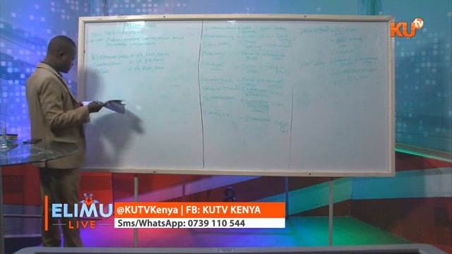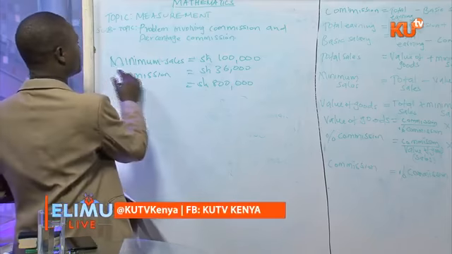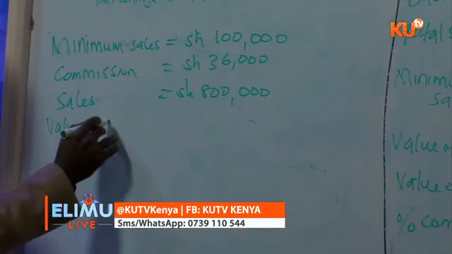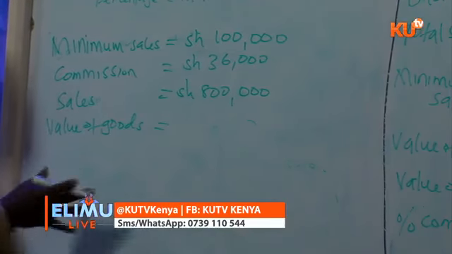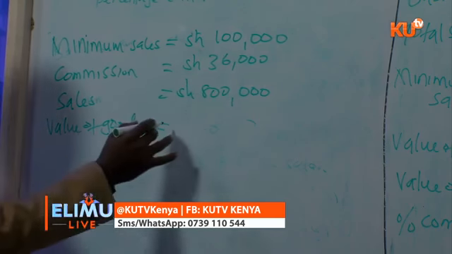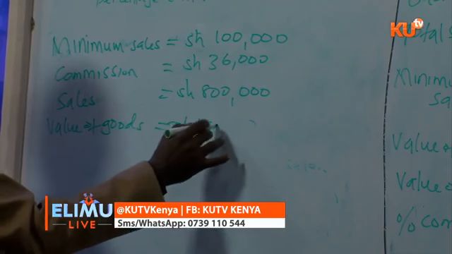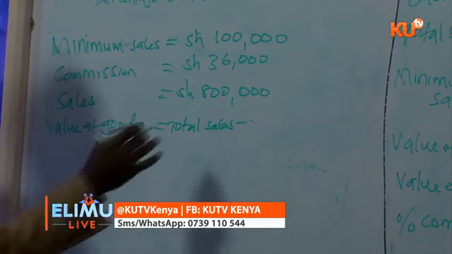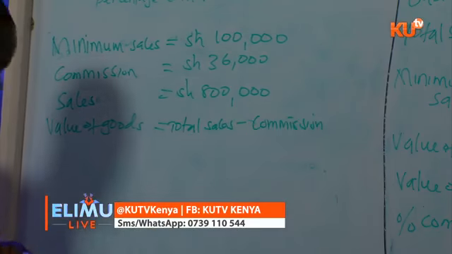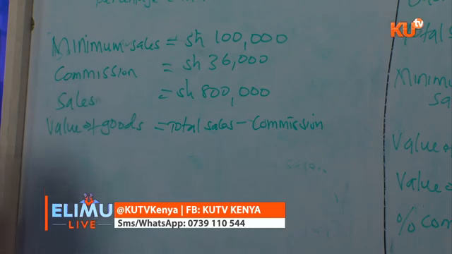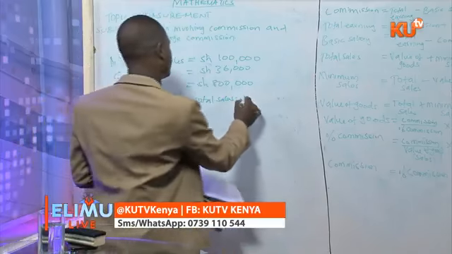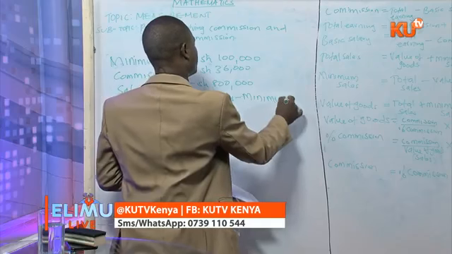So let's find the value of goods. We can find it because we have been given the minimum sales together with the total sales. The value of goods is the amount of money from which he is supposed to get commission. So the value of goods is equal to total sales minus minimum sales.